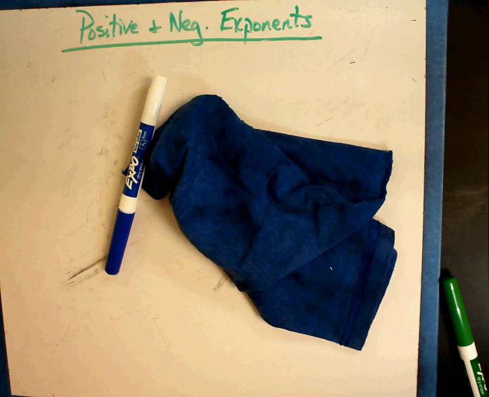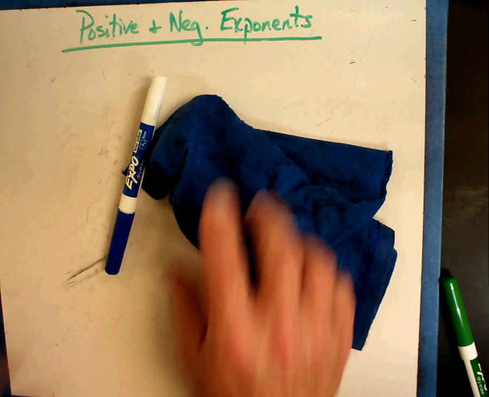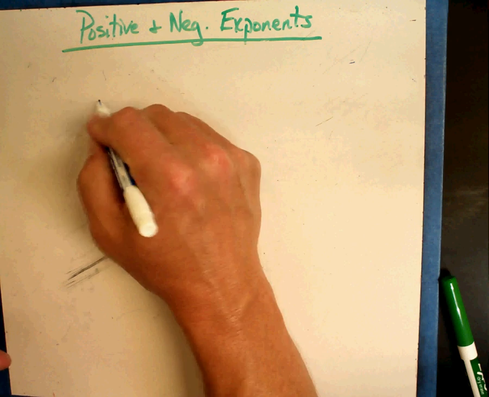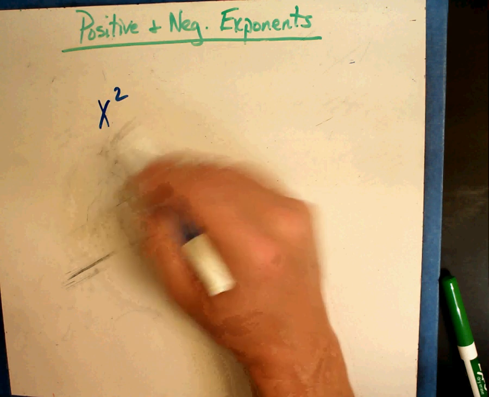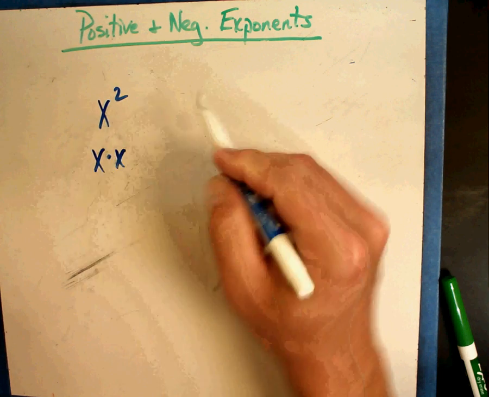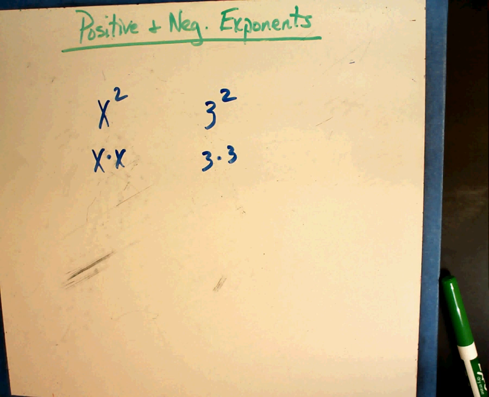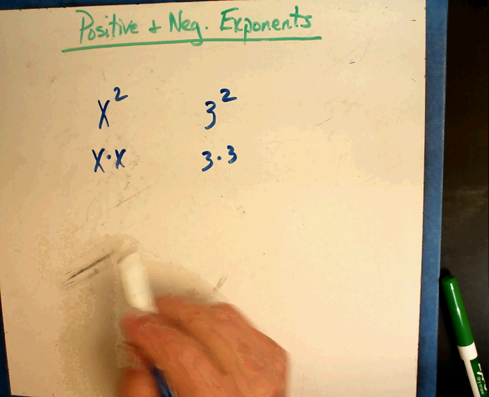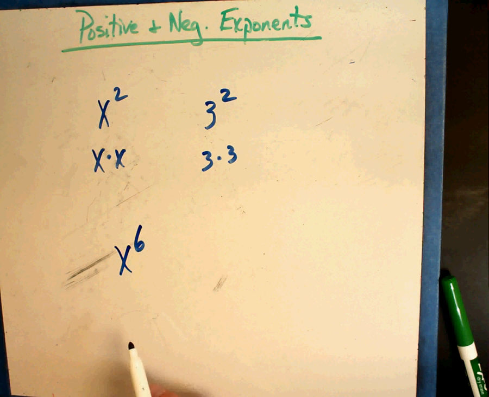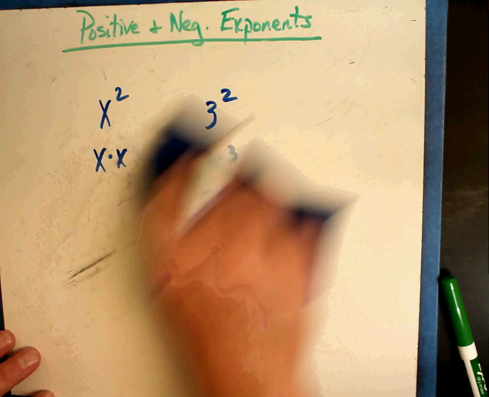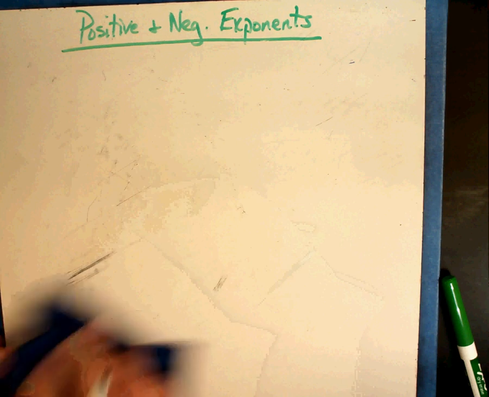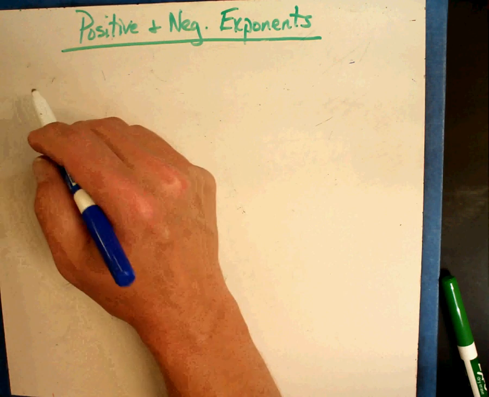In this video, we're going to talk about positive and negative exponents. Now, we all know that x squared means x times x, and that something like 3 squared means 3 times 3. That's not very difficult, but sometimes when you start dealing with things like x to the 6th power and all these bigger exponents, they expect you to be able to manipulate the exponents very easily. So I'm going to show you a couple of rules as you go along.